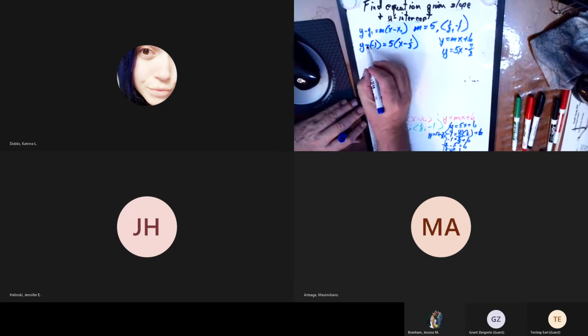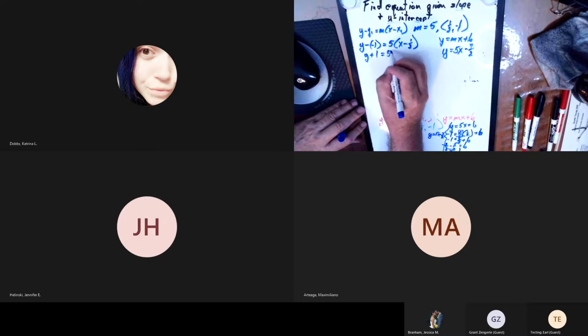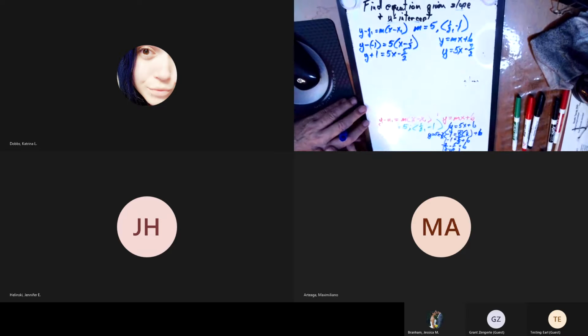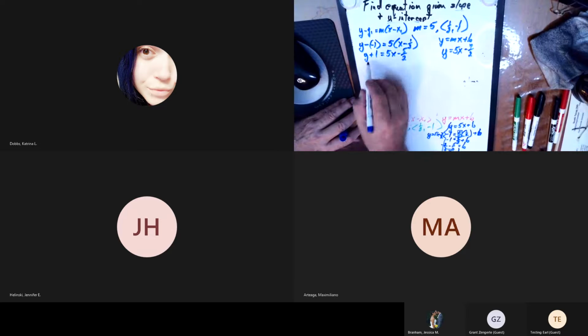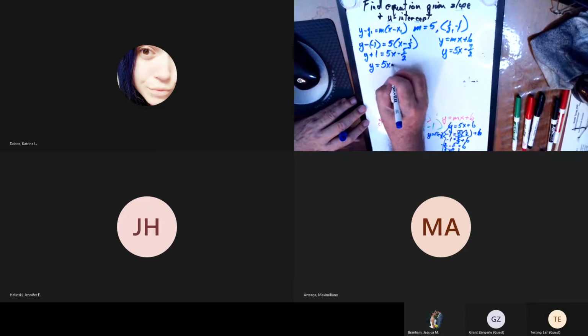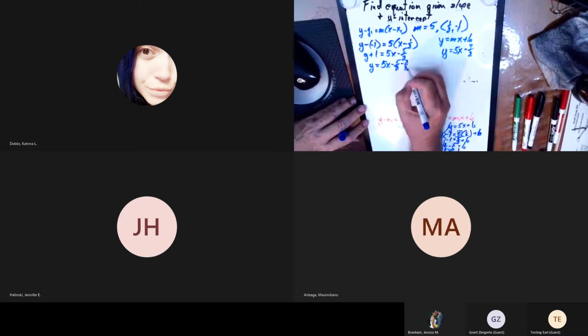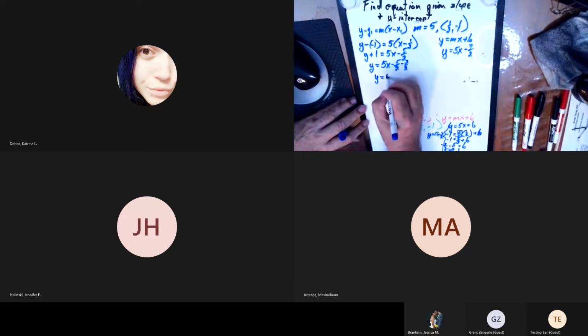I have minus and minus becomes plus. y plus 1 equals 5x minus 5/2. I want to get y by itself, so I am going to subtract 1 from both sides. y is equal to 5x minus 5/2, and I'm subtracting 1. I'm going to put it in fraction form, 2/2. Subtracting 1 from both sides, minus 2/2. And again, I get y equals 5x minus 7/2.